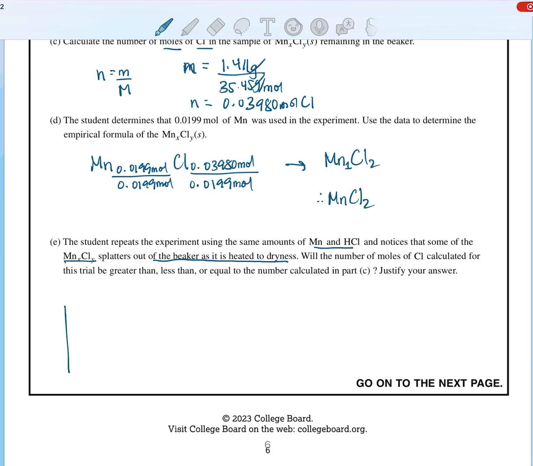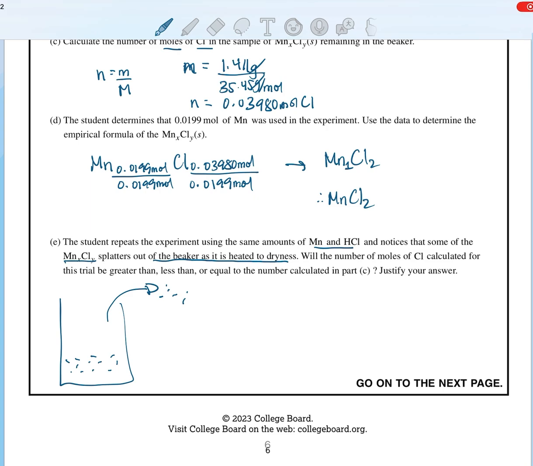Okay, so again, visualize this. Here's my beaker. I'm mixing my two things. I've got a solid and then HCl, and then I'm going to produce this salt. Actually, let me redraw this. Let's say the salt looks like this, and then plus it produced some gas. So this is saying some of the salt splattered out. Some of these dots splattered out of the beaker.